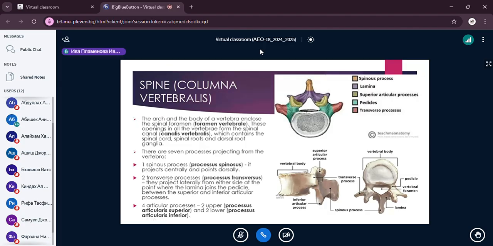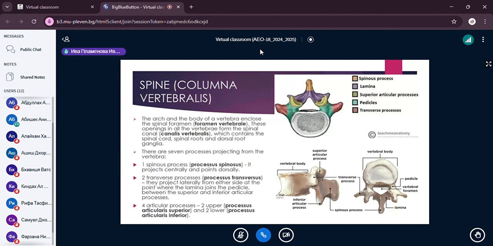I told you that the arch and the body, this is the arch, that's the body. They form the spinal foramen or foramen vertebrale. And these openings in all the vertebrae form the spinal canal, which contains, of course, the spinal cord, spinal roots, and dorsal root ganglia.